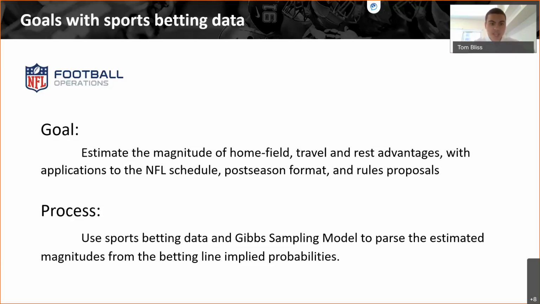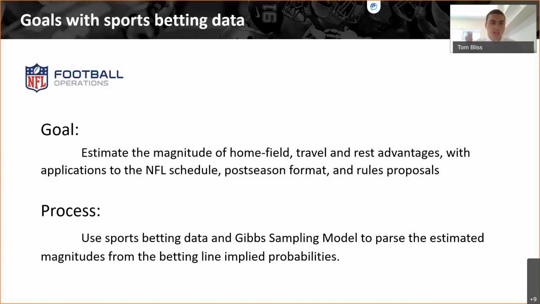So the process that we go through, I use sports betting data, and I'm going to explain in a sec why sports betting data is significant, and a Gibbs sampling model. What we attempt to do is parse these magnitudes out of the betting lines, out of the betting line probabilities, to figure out what exactly they are.